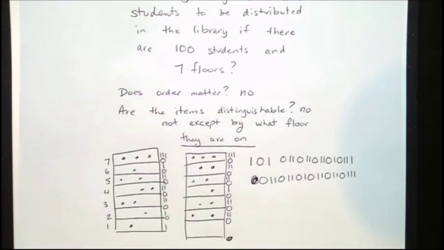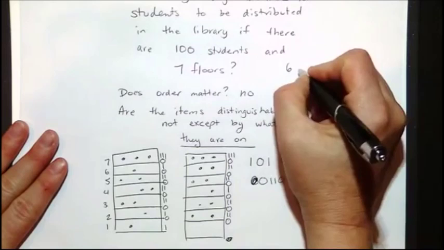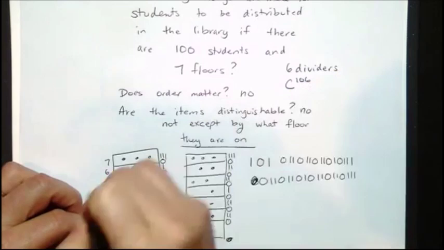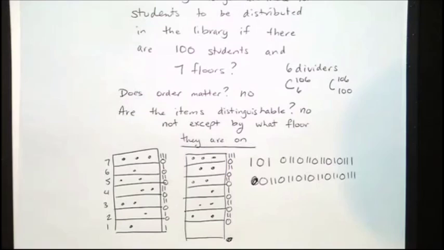So now, the kinds are the floors. So how many dividers do we have? We have 6 dividers. And if we make a string that has 6 dividers and 100 items, how many places do we need? We need 106. So we're going to take 106 slots, and we're going to choose where the 6 dividers go, or we're going to choose where the 100 students go. So these are my two answers that are equivalent.